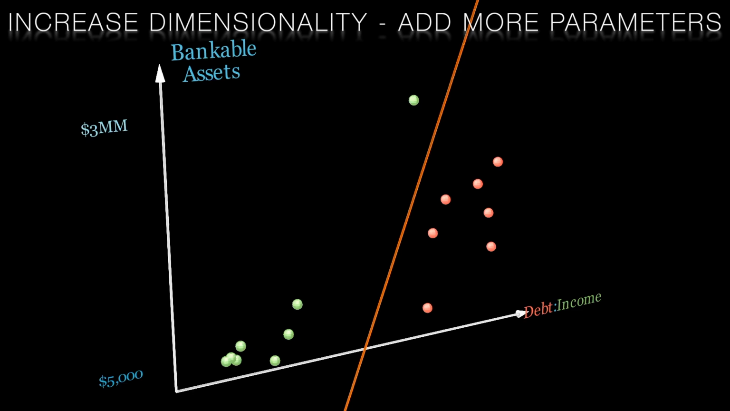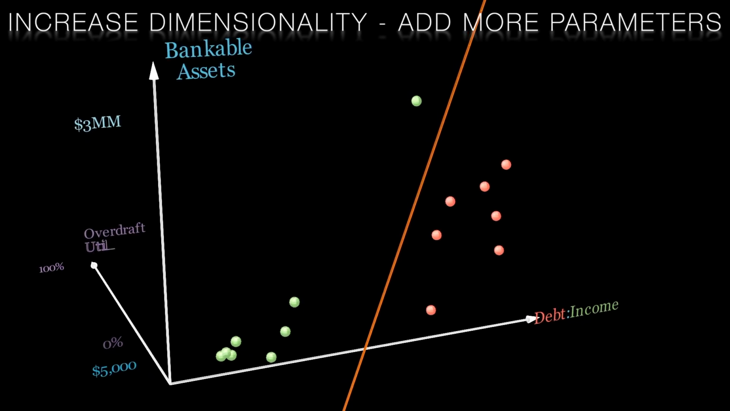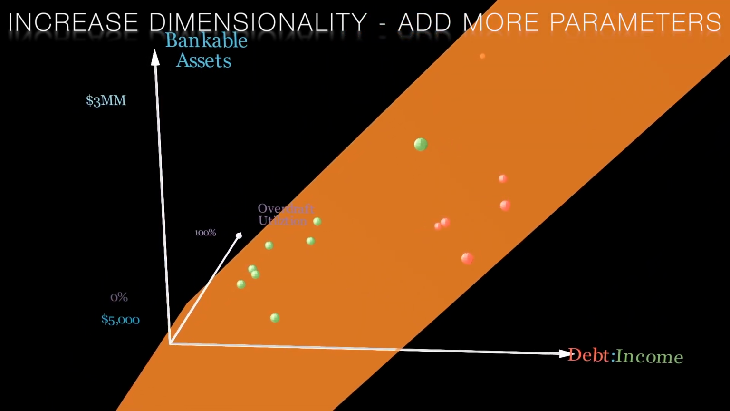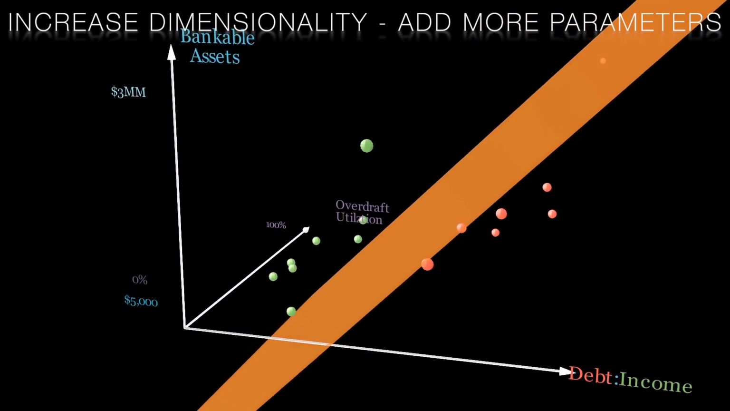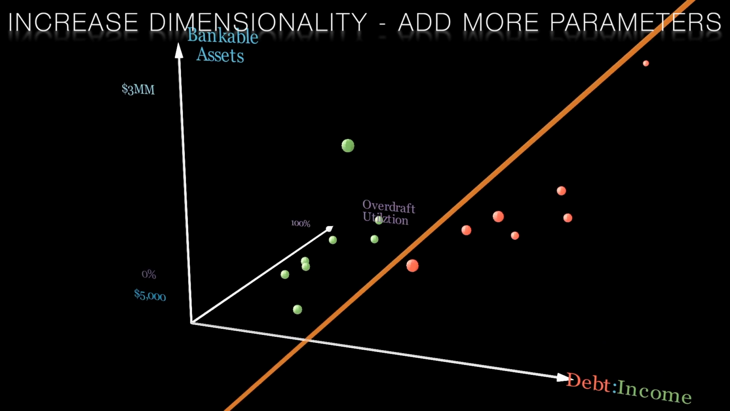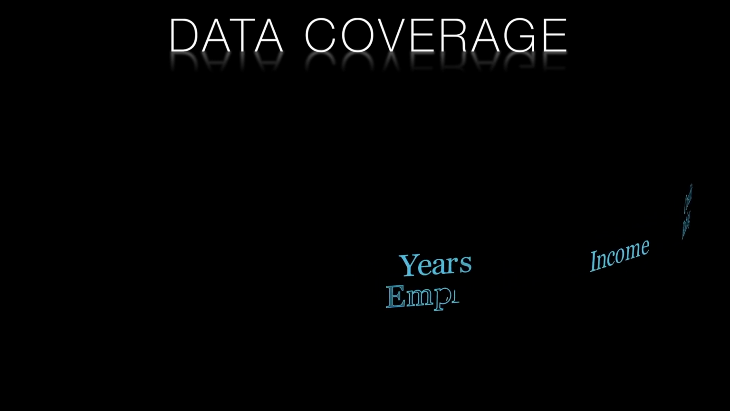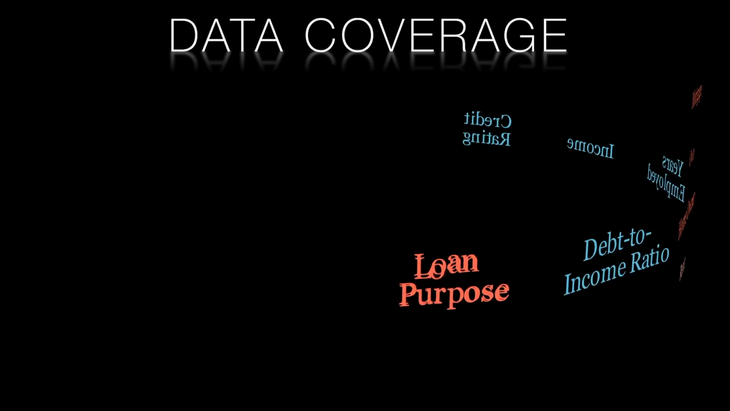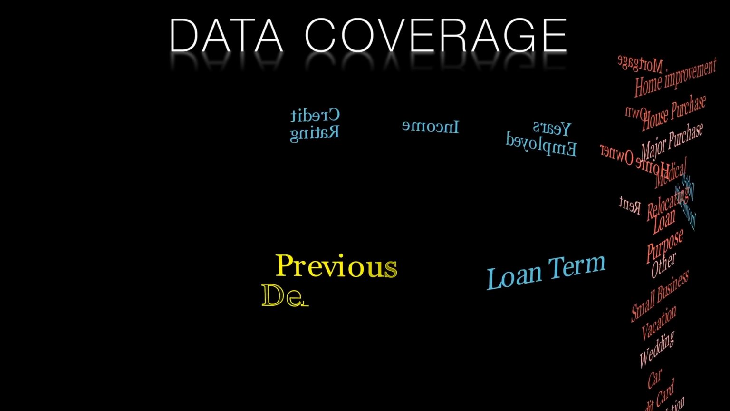And we'll add other dimensions to our data set. In this case, we're adding an overdraft utilisation parameter. Now our data is in 3D and the decision boundary becomes a 2D plane in this 3D space. Again, here you can see a wide margin between the defaulted and the loan repaid groups. So a key point to consider here is data coverage. With a single parameter, debt to income ratio, we would expect outliers. We don't have enough parameters to effectively discriminate.